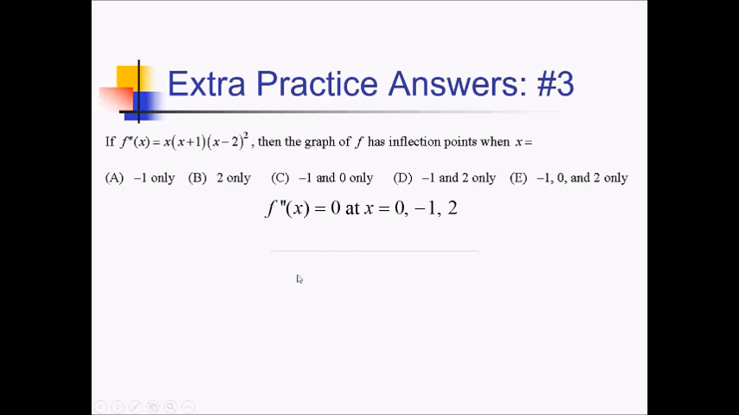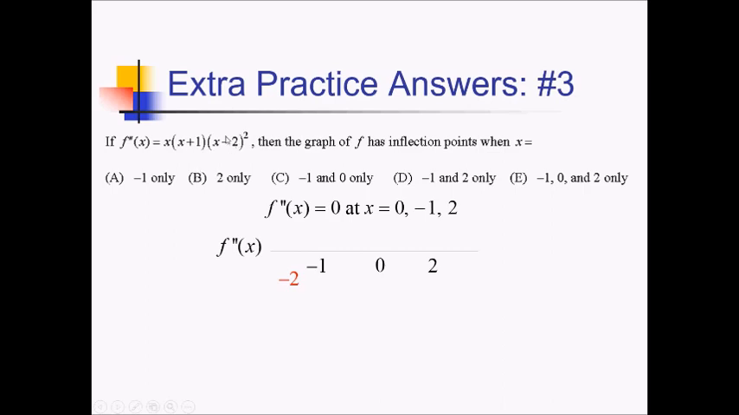Let me set up my f double prime number line with negative 1, 0, and 2 on there. So doing some sign analysis, I'm going to try a number from each of these intervals. Before negative 1, I can try out negative 2.